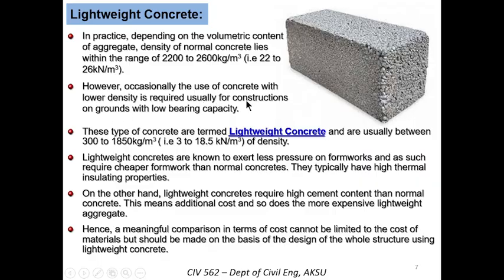Usually when you're doing construction on ground with very low bearing capacity, you don't want to load the soil with much load. So on such occasions, you might require a lightweight concrete. Typically, this concrete is termed lightweight concrete, and it is usually between 3 to 18.5 kilonewton per meter cube of density.